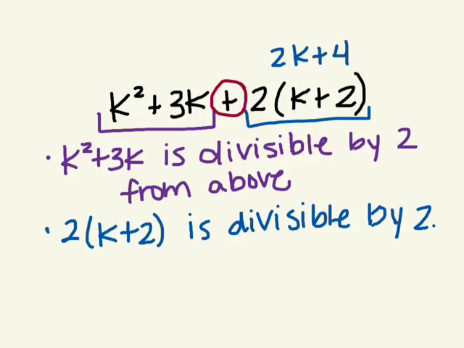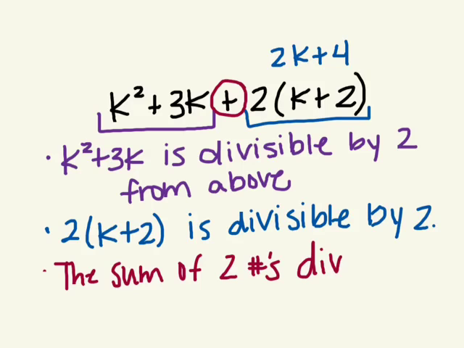And what do we know about two even numbers when we add them together? Anytime we add two even numbers, we get another even number. So the sum of two numbers divisible by 2 is also divisible by 2.